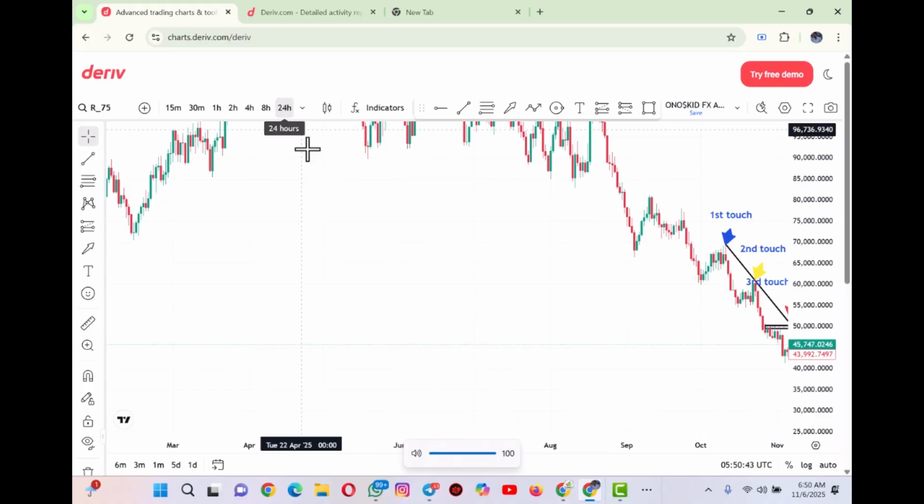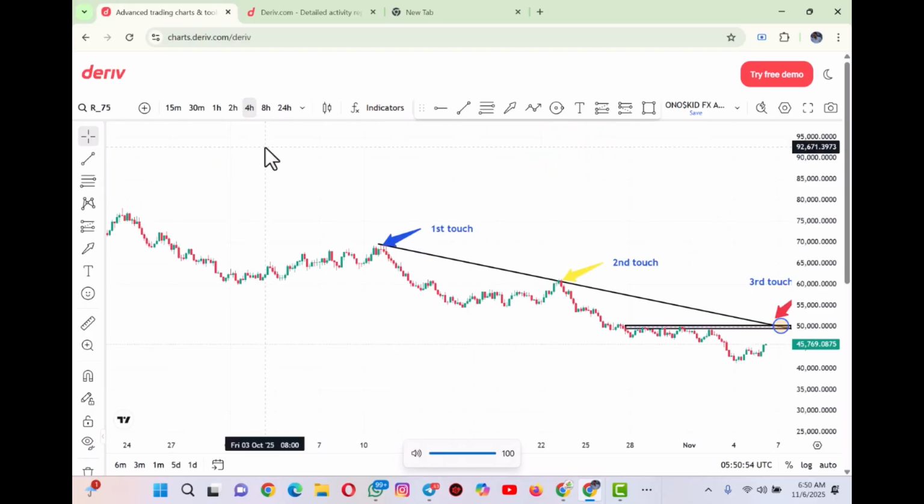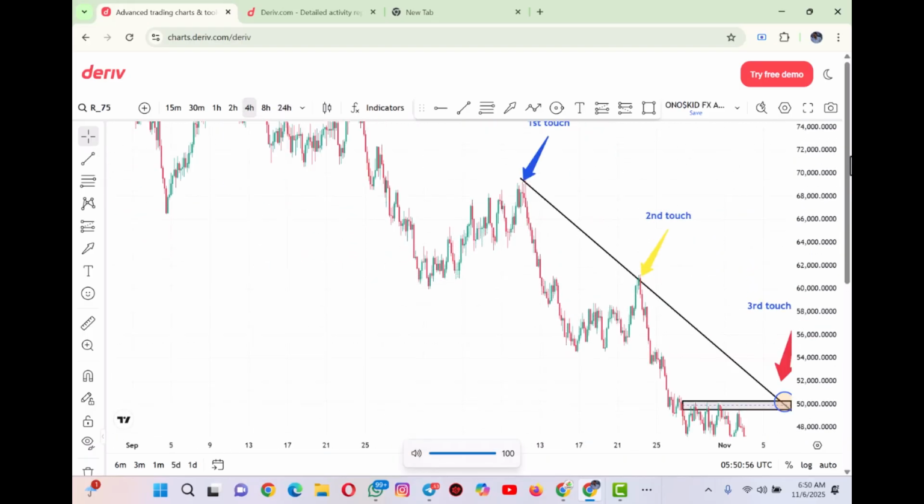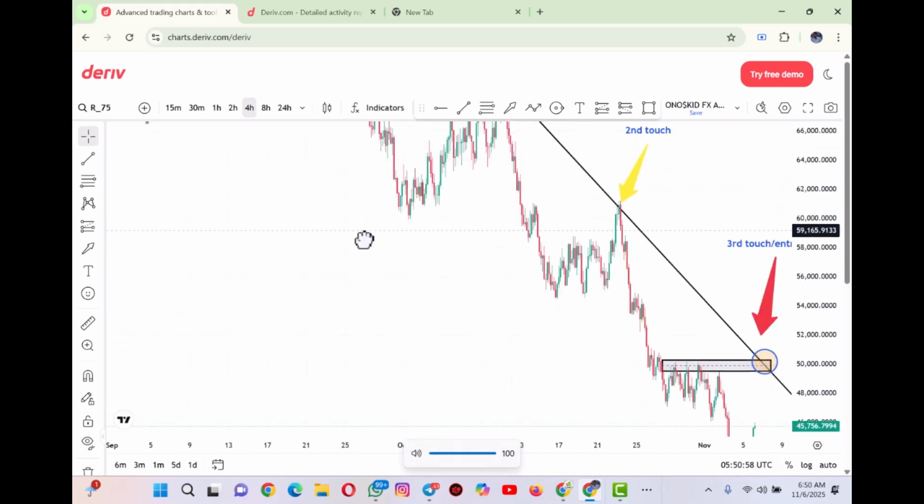That is why I told you that if you want to determine your market bias, you should always scale up to the higher time frame to know where price is coming from and where price is heading to. So basically, market is very, very bearish.